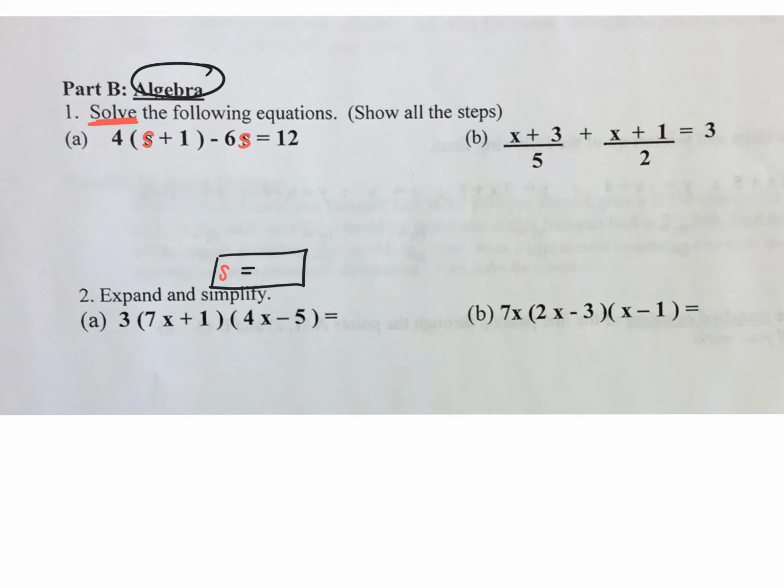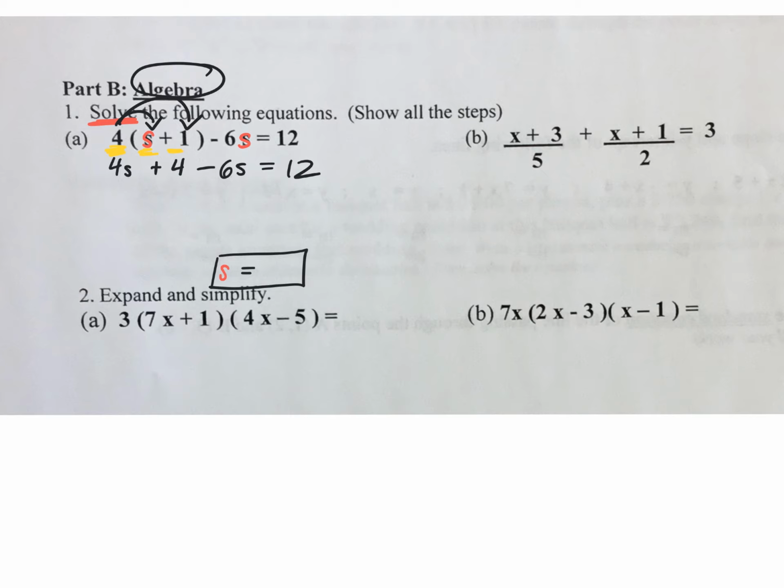Okay, so we'll review this quickly. 4 times s is what? 4s. And then I have to multiply 4 times 1. We're distributing whatever's in front of the bracket over everything inside the bracket. So it's positive 4. Do I take this 4 and multiply it by negative 6s? No, it's not inside the bracket. So we just leave that as negative 6s equals 12, right? You only distribute the number in front of the bracket over the things inside the bracket.